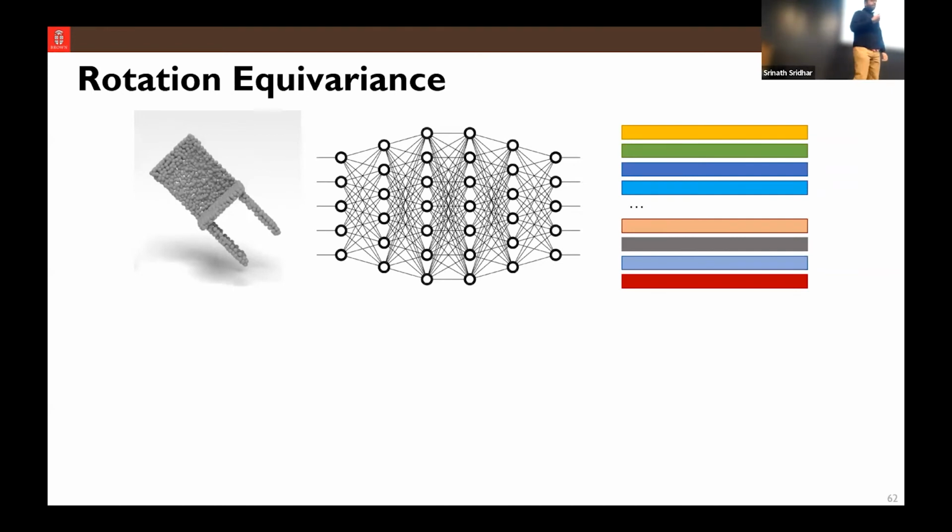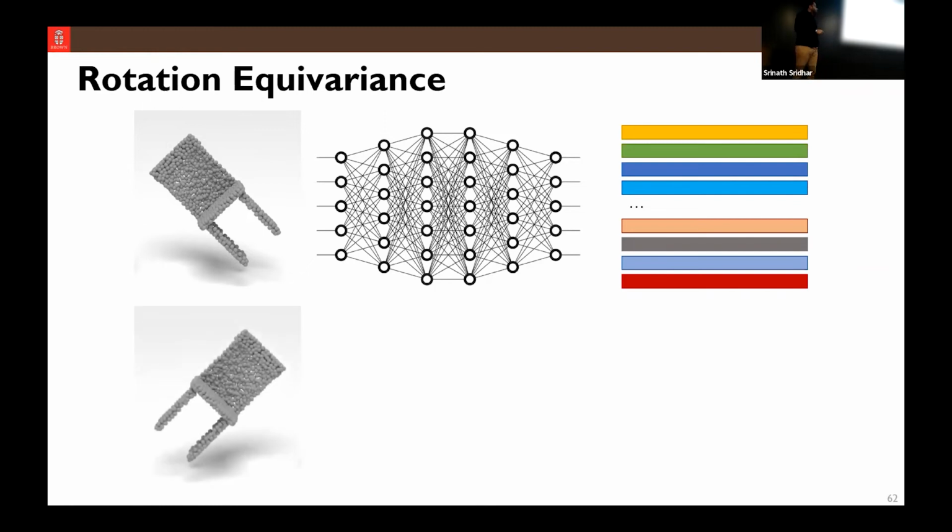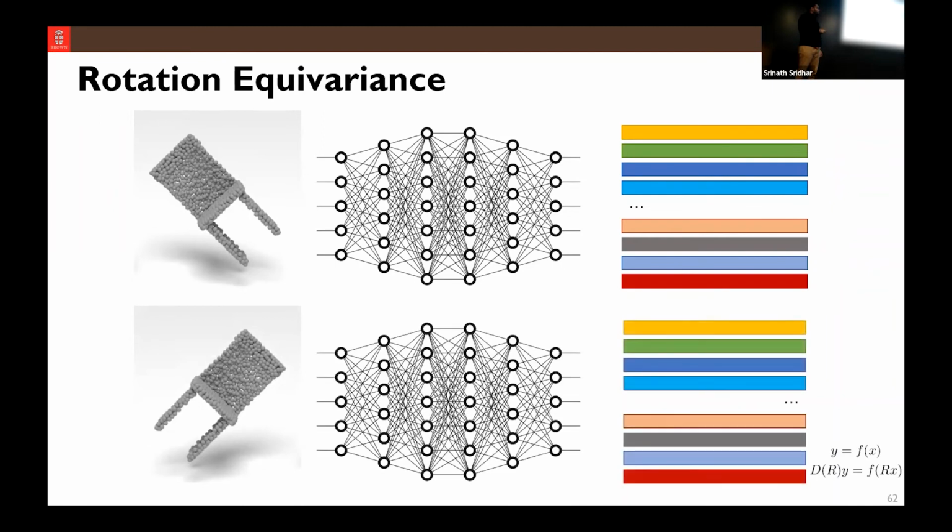The second ingredient that we need is rotation equivariance. So here the idea is if you have a point cloud that a neural network uses to extract some kind of features, if we rotate that point cloud using rotation matrix R, you want the features extracted by the neural network to also be rotated by some function of that rotation. So that's the notion of rotation equivariance.